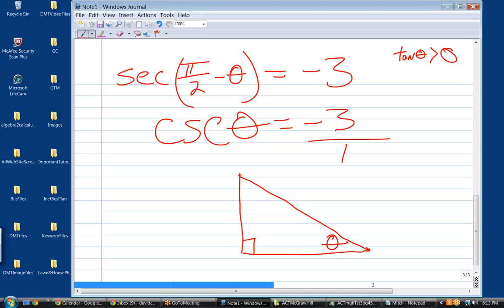Cosecant is reciprocal of what? Sine. Okay. So which two sides can I dimension? The opposite and then the hypotenuse. What's the opposite going to be? 1. Hypotenuse? 3. And again, don't care about that negative sign yet. Now, what's this side down here? In other words, the next step is to fully dimension the triangle.